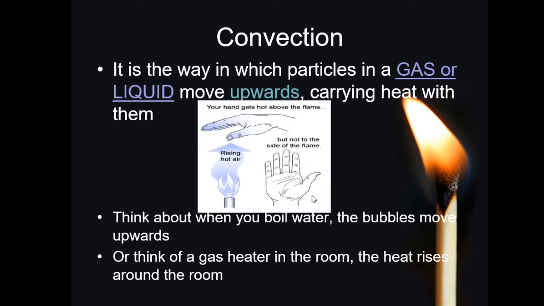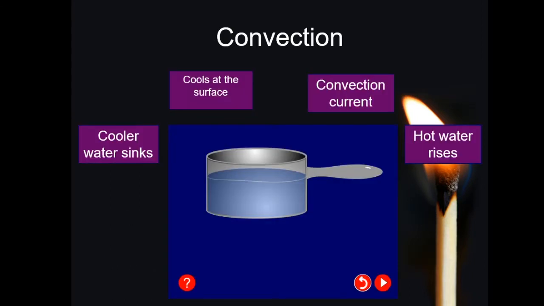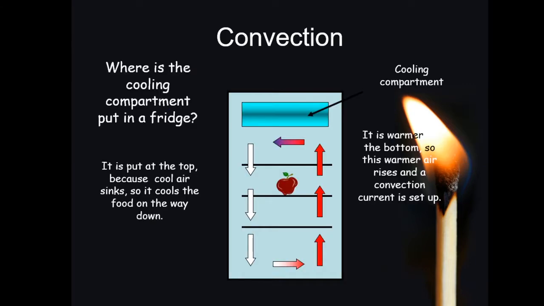Okay? So we can say that, as you can see here, here's a very good example. Heat always rises, right? So this is the cooling compartment that we have over here. It is warmer at the bottom, so this warmer air rises and a convection current is set up. That is why the cooling compartment is always on top. Because the hot air below rises up, and then due to the cooling compartment, it will cool down, and then it will sink back down. Okay?